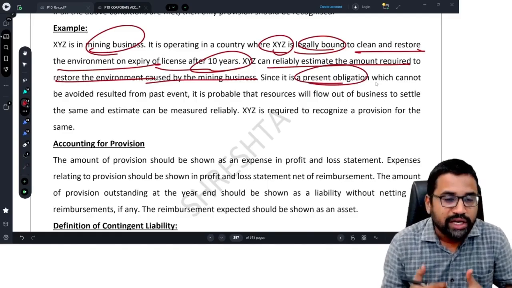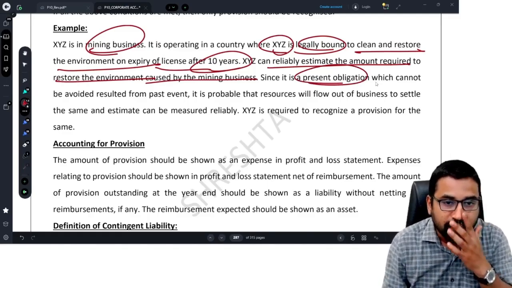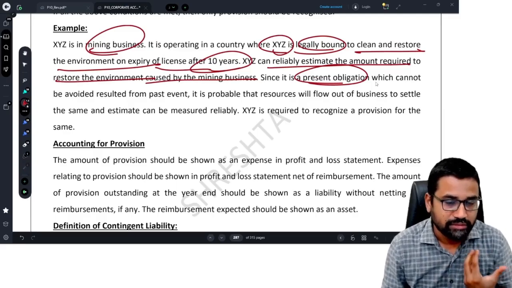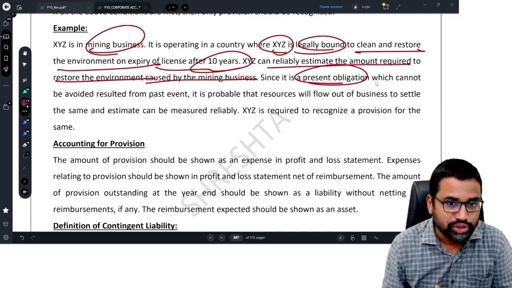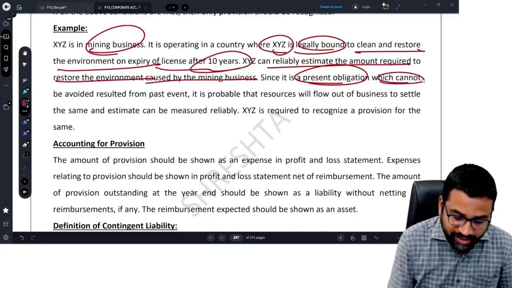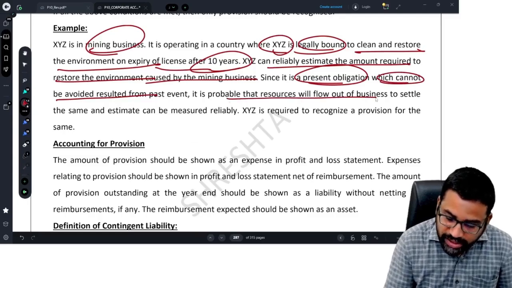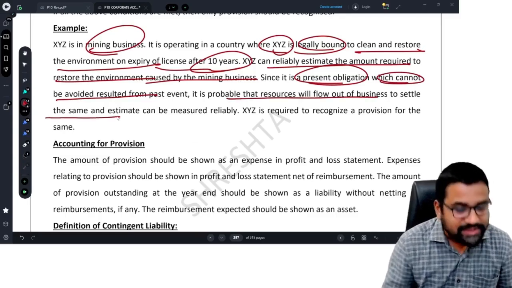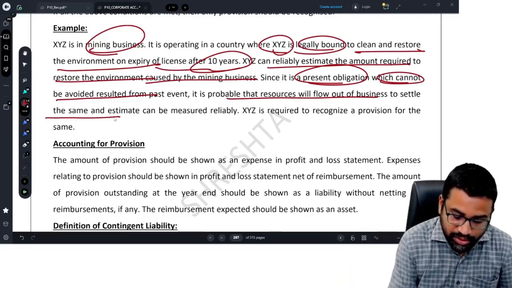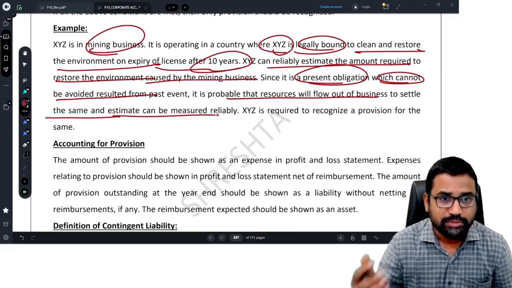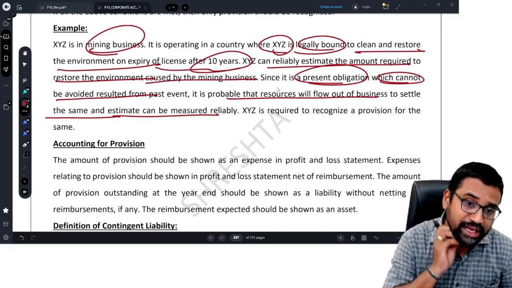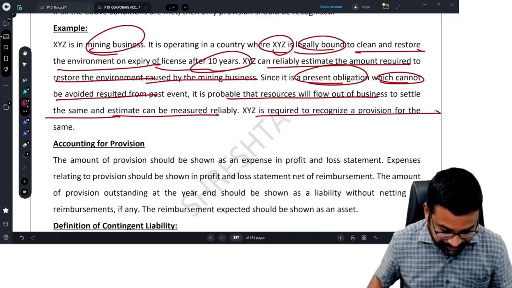Yes. See, the moment you started mining, there is a legal obligation on you. According to the laws of that country, you have to restore it back to its original position whenever you are leaving, whenever your mining is completed. So you cannot avoid it. It is probable that resources will flow out of the business to settle the same. Definitely, to clean that, to restore it, you have to incur some expenses. And estimations can be measured reliably also. Your estimate is in the example itself, they said how much, so we are able to make a reliable estimation. Therefore, you create a provision.